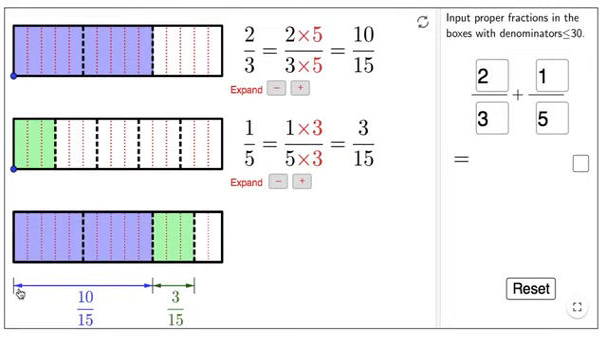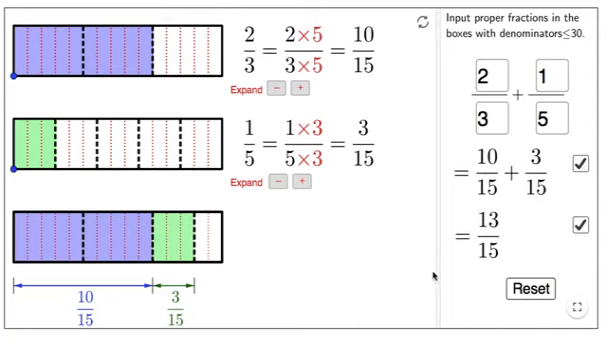So I end up with 10/15 for the blue, 3/15 for the green, and so my total is going to be 13/15. I can see I get 13 out of 15 pieces that are shaded there. Okay, and then we can see that our answer is 13/15.